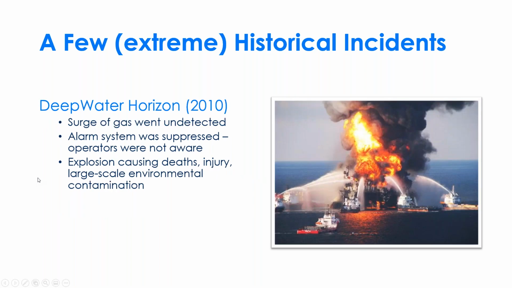One other example is the Deepwater Horizon, which is a little more recent, where it was a similar situation where there was an undetected surge of gas, but nobody actually even knew that this was happening because the entire alarm system had been in inhibited mode for over a year. And so we all probably remember watching this on the news. There was a massive explosion. There were, I think, around a dozen or so deaths, injuries, large-scale environmental contamination. This is something that, were the alarm system operating as intended, this entire incident may have been able to be avoided. So obviously, again, these are really extreme examples, but it just shows why good alarm management is important.